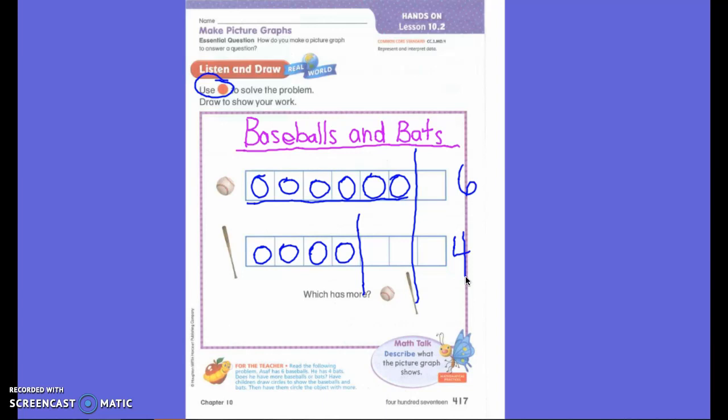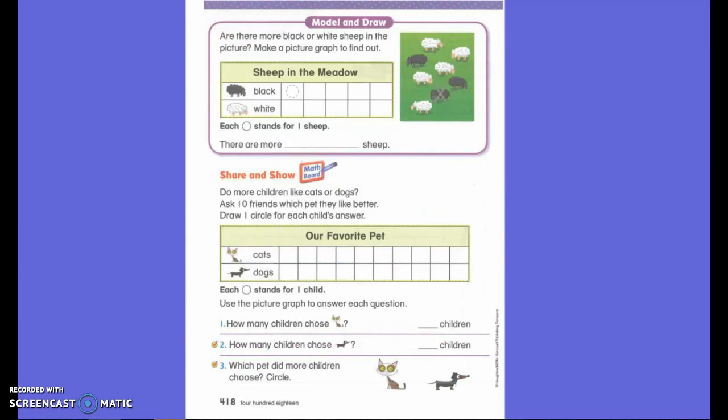So my question is, which has more? The 6. Okay, which is what? The baseball. So we're going to circle the baseballs. Okay. Does everyone see how we can make our own graph? Okay, get out your top colorful page. Okay, turn your paper over.